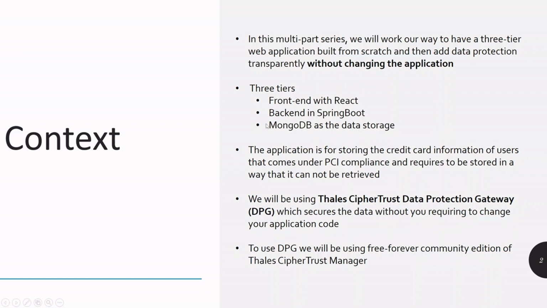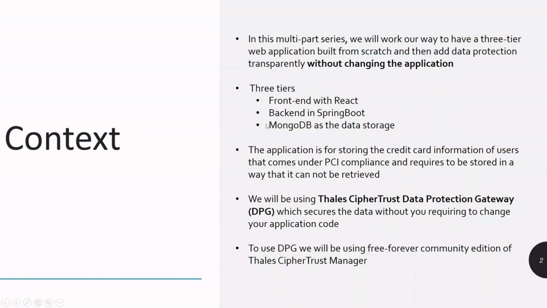The application that we are going to work on is for storing credit card information of the users. So some examples can be, if you're working on an e-commerce application which stores users' personal information, or if you're working on a financial application which again stores critical information about the user like social security number, and other details like credit card number and the CVV, etc.